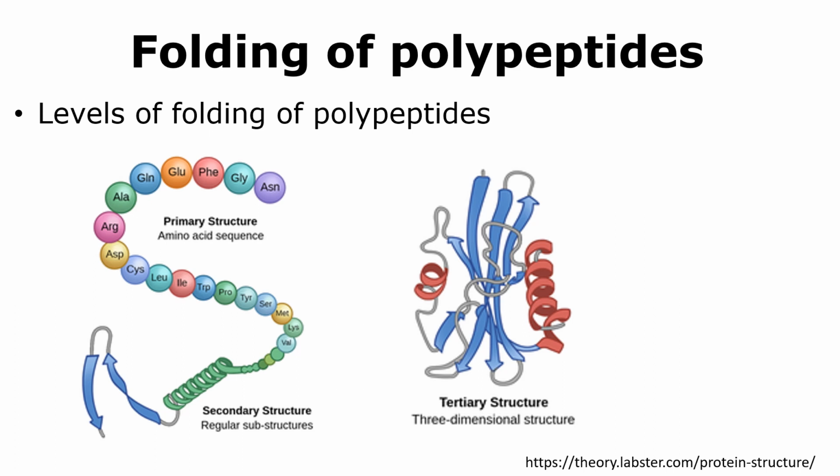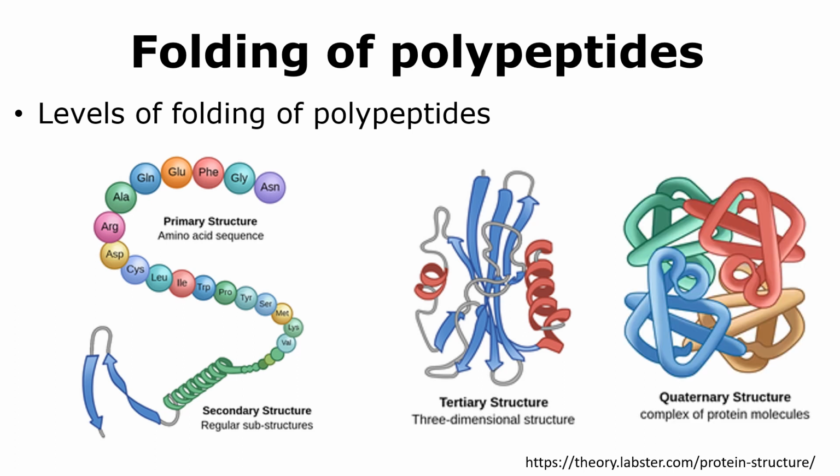Now, in some cases, you can have a quaternary structure where you can have multiple polypeptides associating with one another, and such structures are called proteins. And thus, a protein can be made up of many different polypeptides that associate with one another.